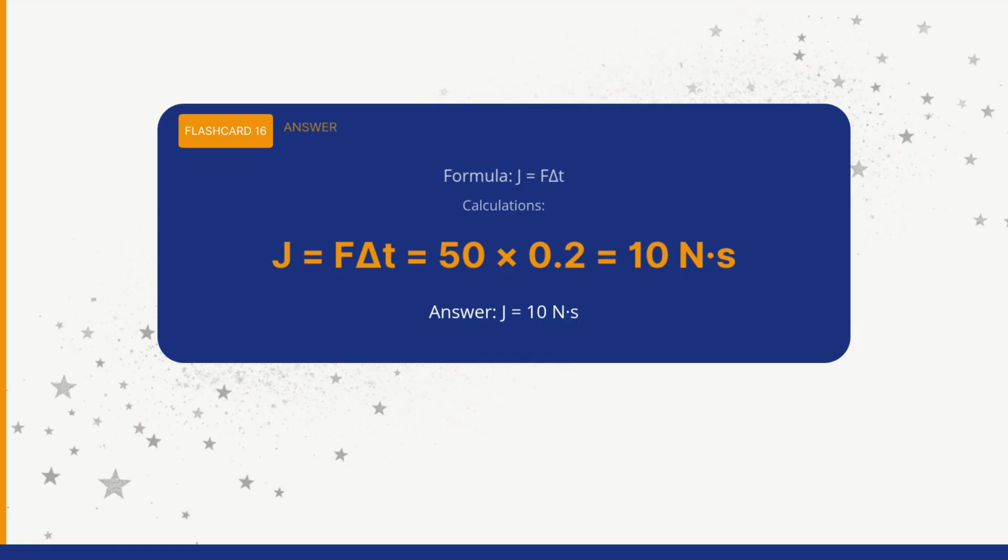Substitute the values. J equals 50 multiplied by 0.2. Therefore, J equals 10 newton seconds. The impulse is 10 newton seconds.